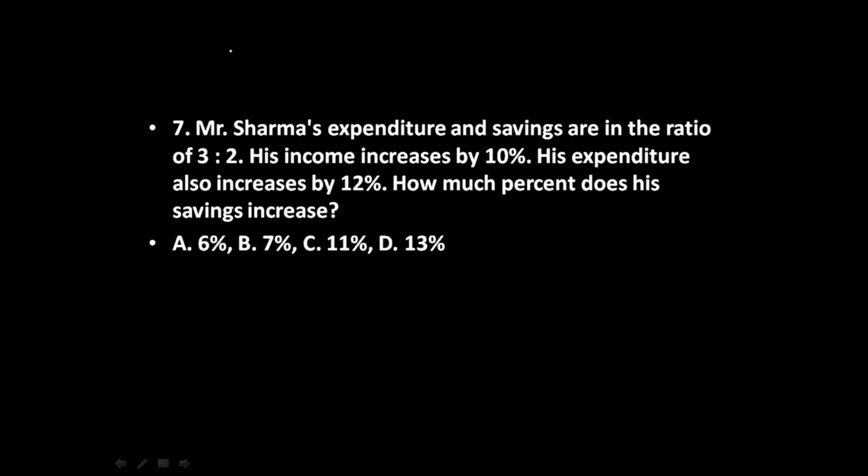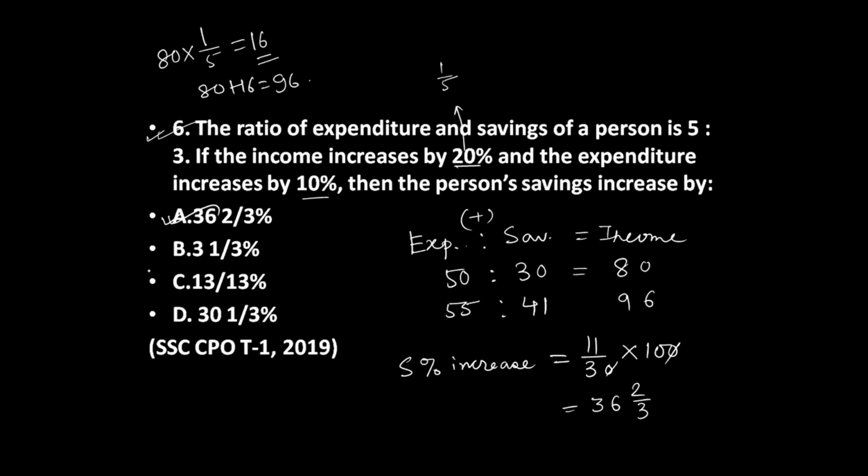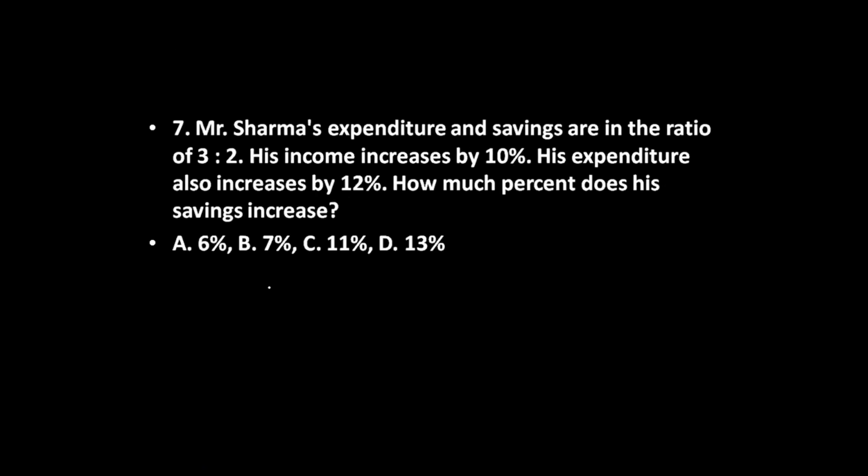Number 7 says Mr. Sharma's expenditure and savings are in the ratio of 3:2. Income increases... Okay, this is the same question which we have discussed in number 6. So this should be your homework. You should solve this at your home and comment the answer in the comment section. Okay, moving to the next one now. I will check. You should comment.